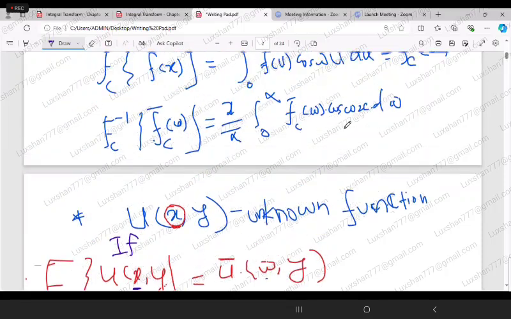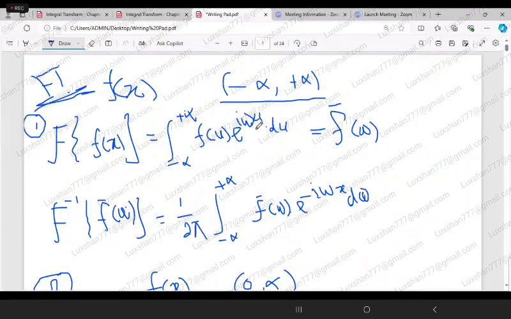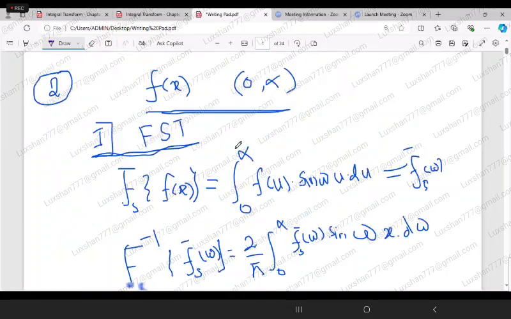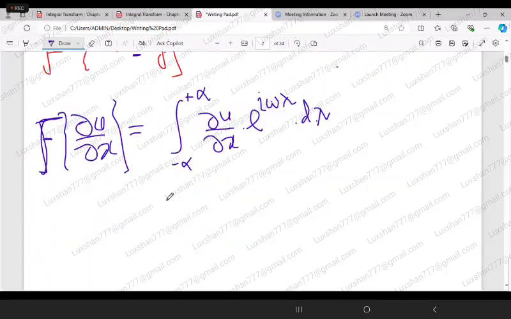Here we are putting u because we are changing the function u. If you want, you can change the variable to lambda or something, no problem. Because we are already taking the function as u, I am taking x as lambda.